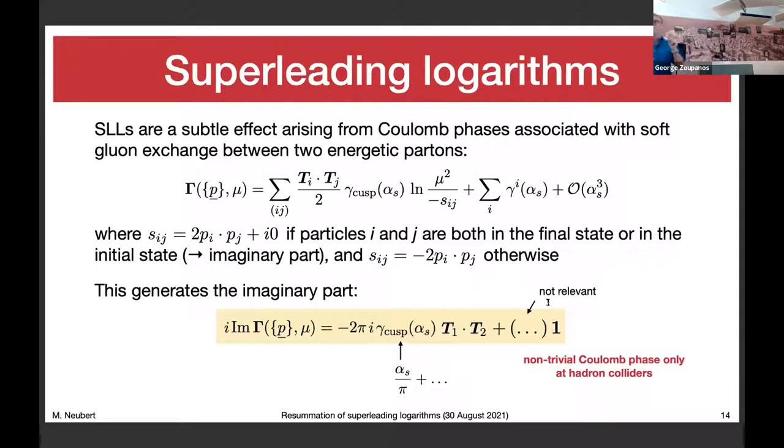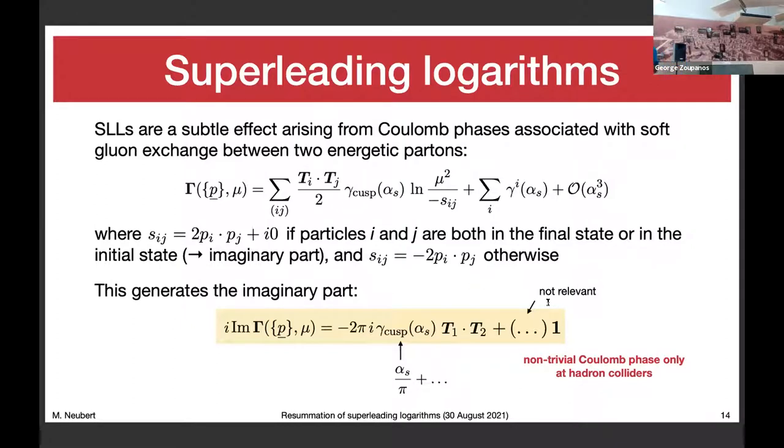Here you see the difference. At e+e-, all particles are in the final state. So each of these logs is time-like. Each of them has an i pi. But then color conservation allows you to simplify this expression, and the i pi you will find is proportional to the unit matrix in color space. And then when you square the amplitude, the complex conjugate amplitude has the minus i pi, and the effect cancels. So there are no non-trivial Coulomb phases at e+e- colliders.